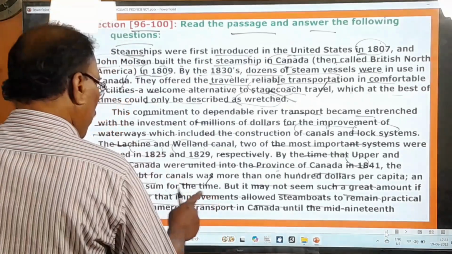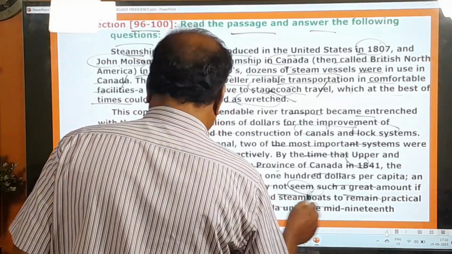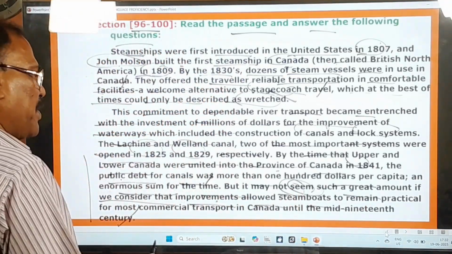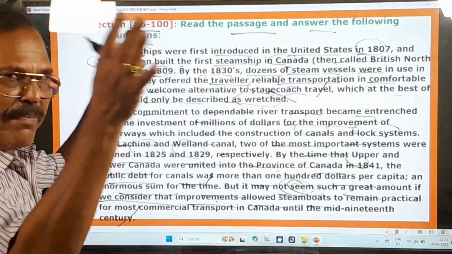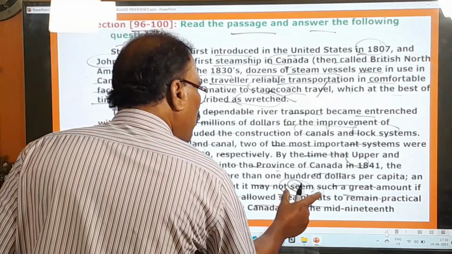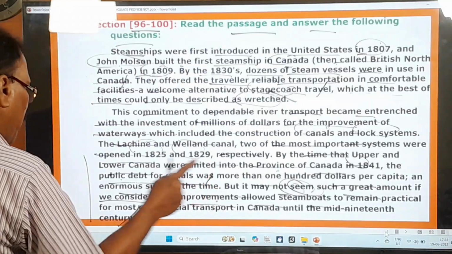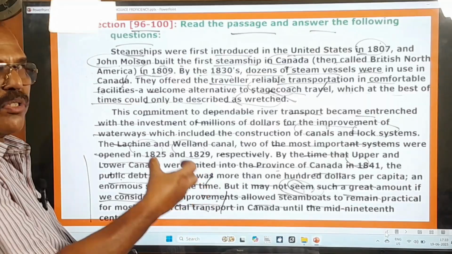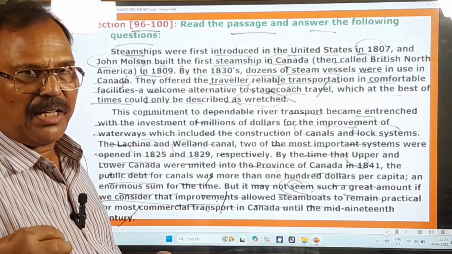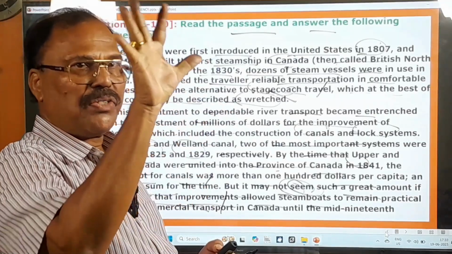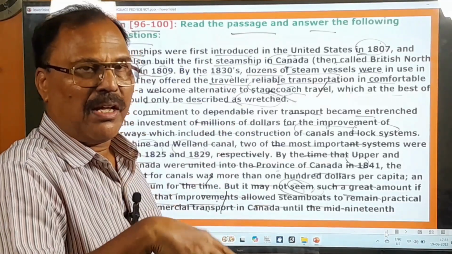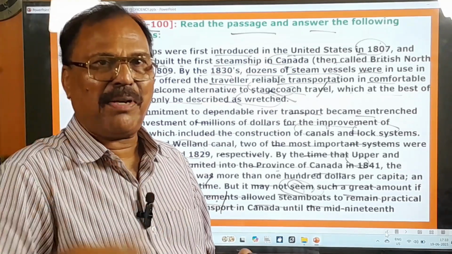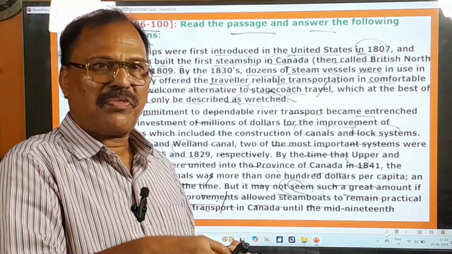And here it allowed steamboats to remain practical for most commercial transport. And afterwards, steamboats came. Okay, steamships and steamboats. Steamships means big ships. Steamboats means small boats also came into existence to remain practical for most commercial transport. Just like many trucks are there now. In those days, only lorries were available, Leyland lorries used to be there. Now even small trucks are available for shifting the family from one place to another place, for shifting small loads from one place to another place.